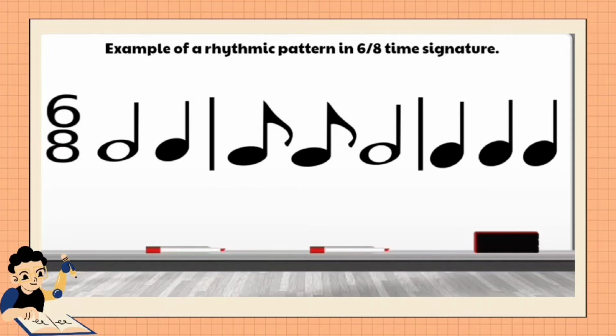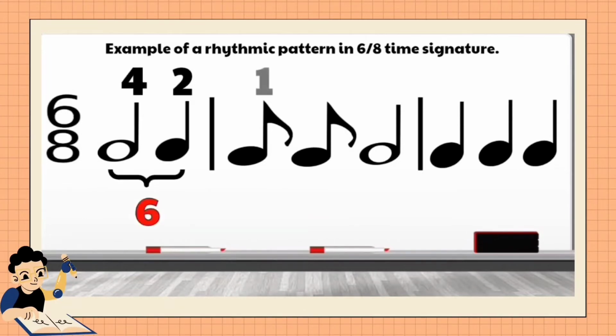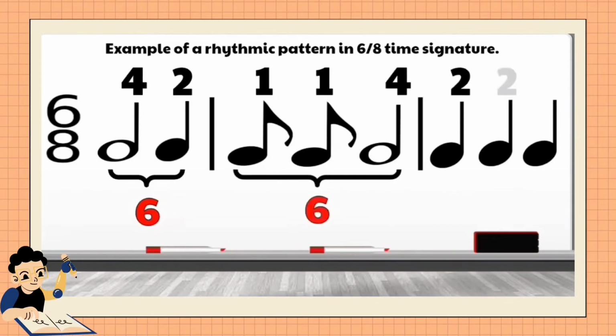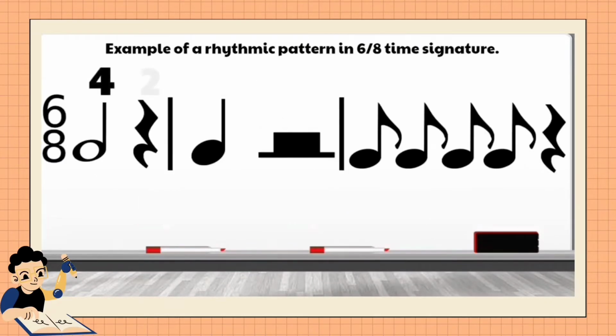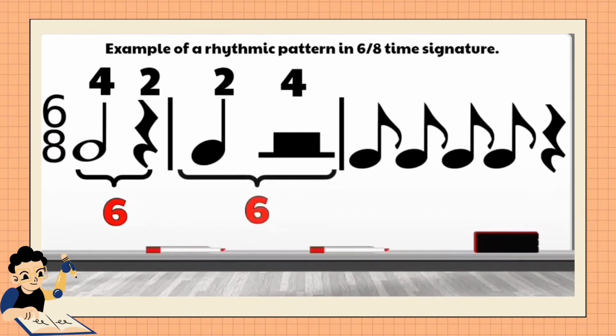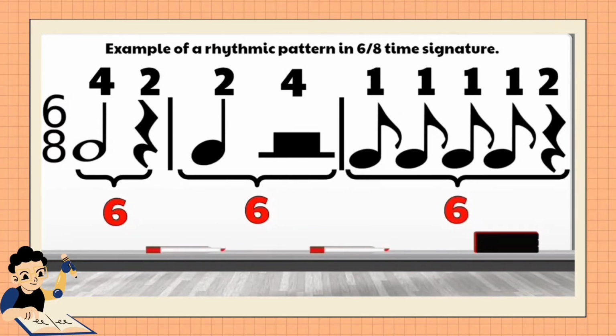Observe the following example of rhythmic pattern in 6/8 time signature. As we can see, every measure has 6 beats. Let us have another example. The same with the second example. Every measure has 6 beats, and every 8th note receives 1 beat.